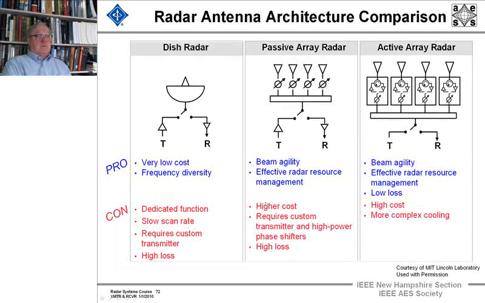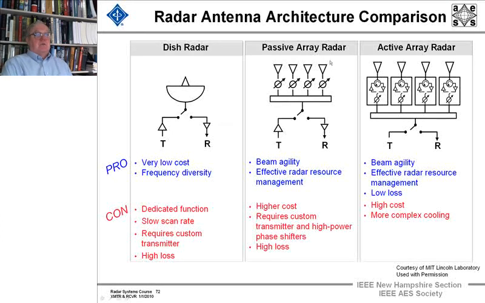So we've got those. Now let's look over the architecture's big picture. Pros and cons. For a dish radar, we've got the lowest cost. And we've got frequency diversity as a pro for those. The cons are, you've got its dedicated function. You're really tracking one target or a very close cluster of targets. It's got a very slow mechanical scan rate because of the innate inertia of a mechanical antenna. It requires a custom transmitter, and it's got higher losses.